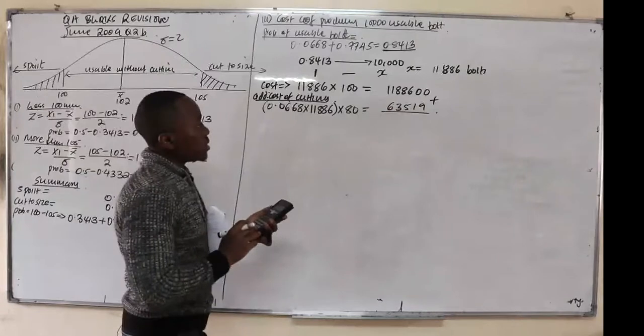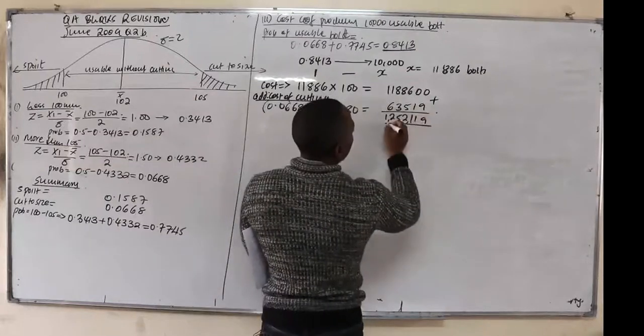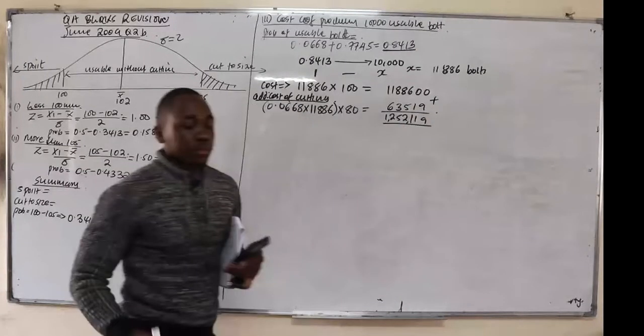Total cost will be 12,52,119. So that's how you're getting your 6 marks. It's all about interpretation. You cannot work with just 10,000 usable.